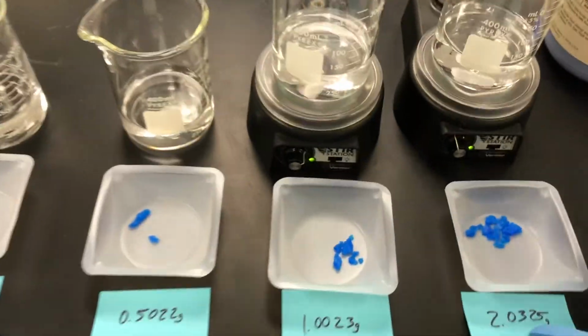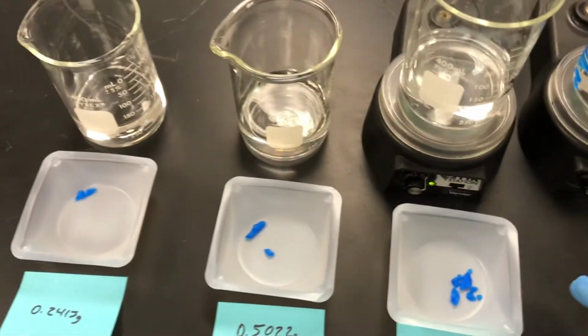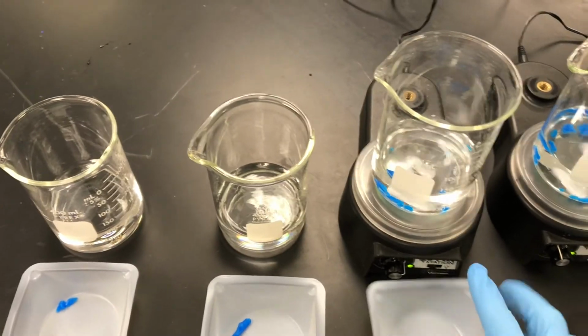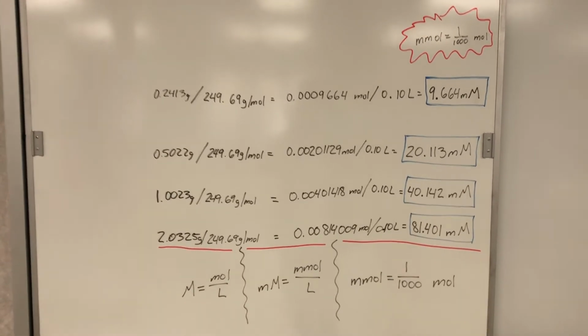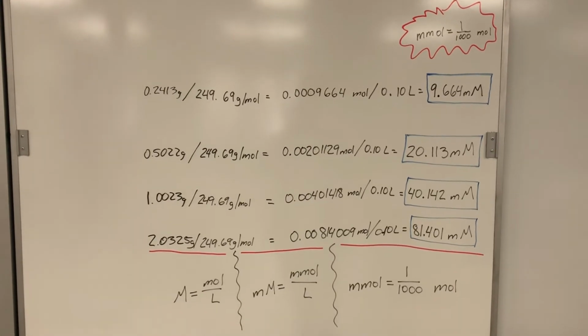Now, I don't have enough stir plates, so right now I've only got 2 at a time. So we'll let those dissolve for a little while, and I'll come back and get the other two. So we'll deal with these later. But before that, as you can see here, I've already done the calculations to figure out what are the concentrations of every single mixture I'm making right now.